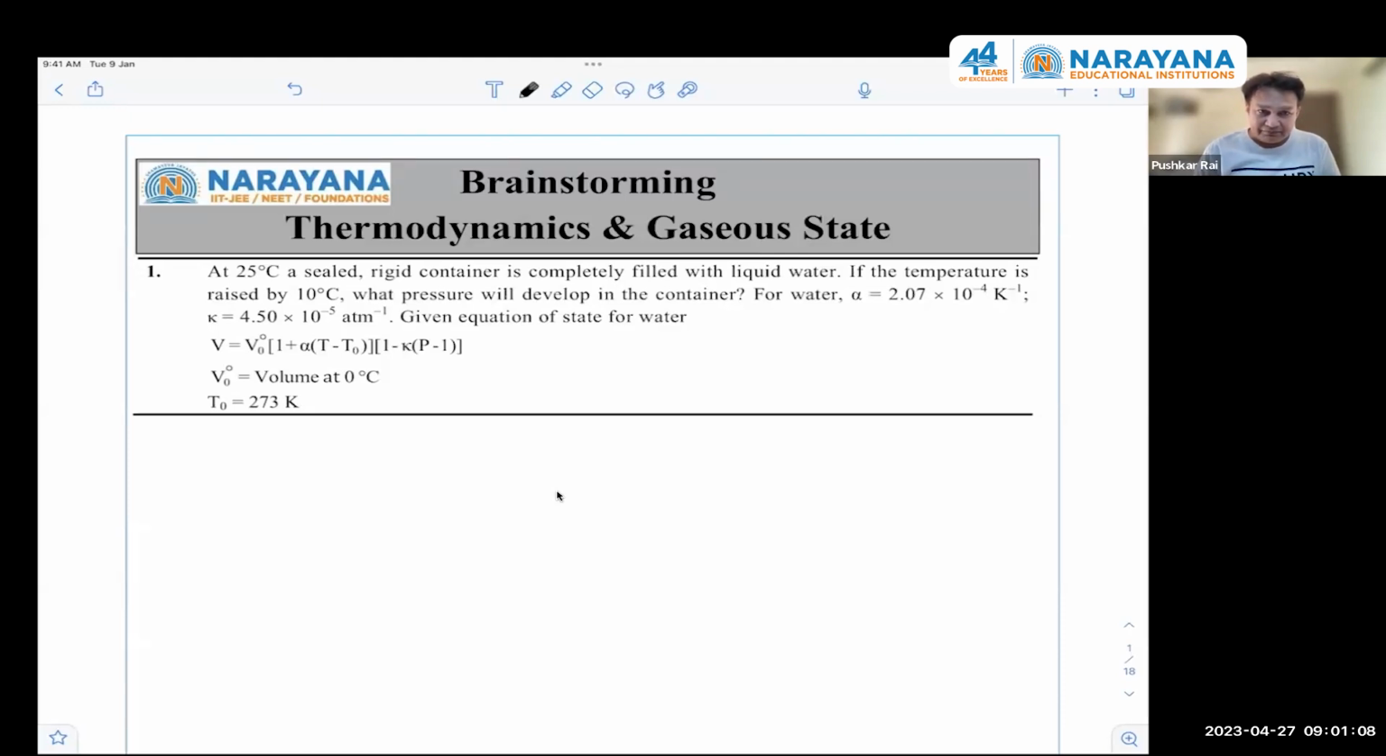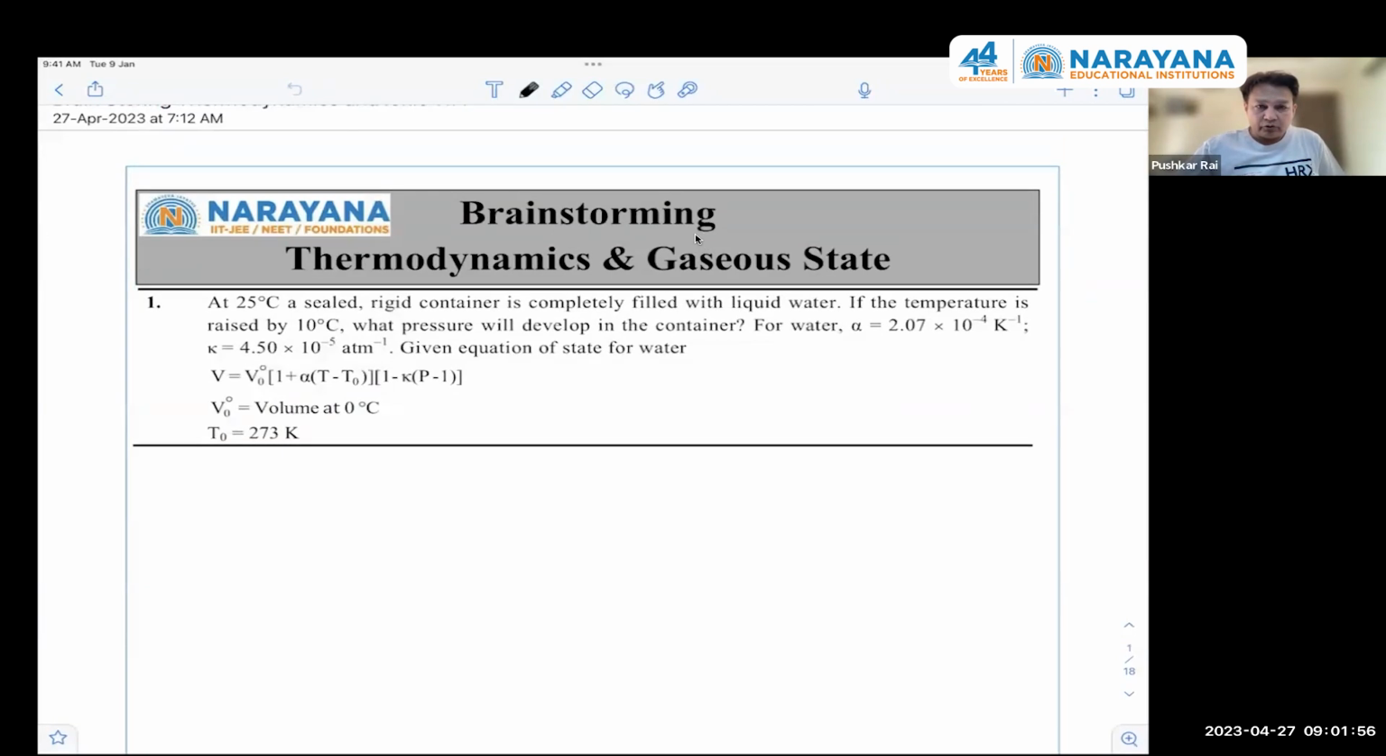And K is multiplied by P minus 1, where P is the pressure in ATM, and of course, 1 is the 1 ATM. So that is the equation of state of a liquid. A slight twist has been given. Not a big deal. And V naught is equal to the volume of water at 0 degrees centigrade. So can you find out the pressure developed in the container?